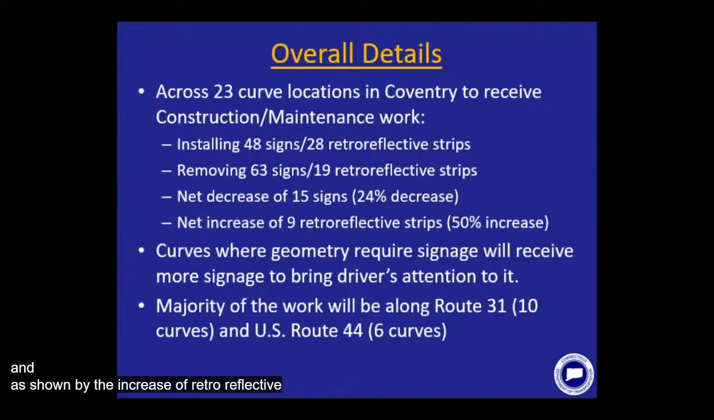And as shown by the increase of retroreflective strips to be installed as part of this project, that means we'll be adding more chevrons and one direction large arrows to the curve locations where its geometry recommends additional signage in order to bring driver's attention to the curve. So we're taking some of the signs essentially from existing curve locations and putting them to the curve locations that need the most attention. The majority of this signing work will be along Route 31 with 10 curves, and Route 44 at 6 curves.